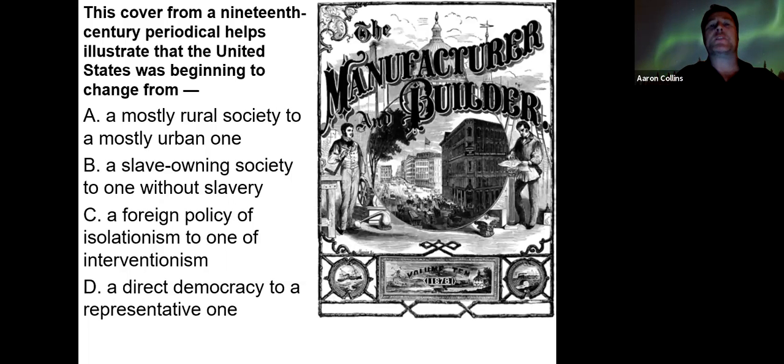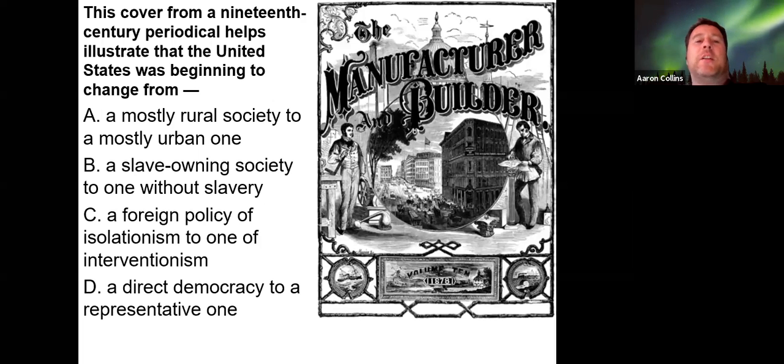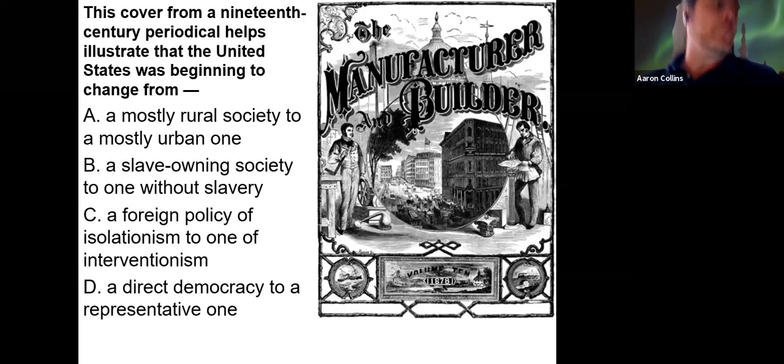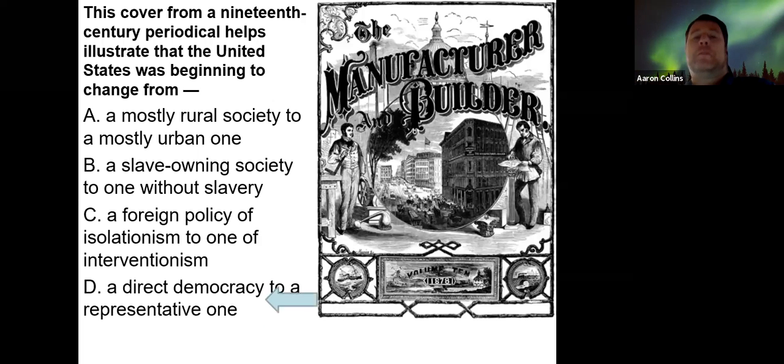All right, so take a look at this question. I don't think this is a particularly easy question, but I got this off the EOC. Take a look at it. So you've got a magazine cover. This cover from a 19th century periodical, that's a magazine, helps illustrate that the United States is beginning to change from what? Okay, hit pause. Okay, the answer is A. All right, moving right along.